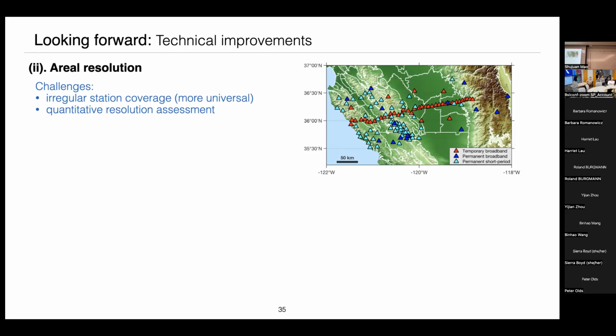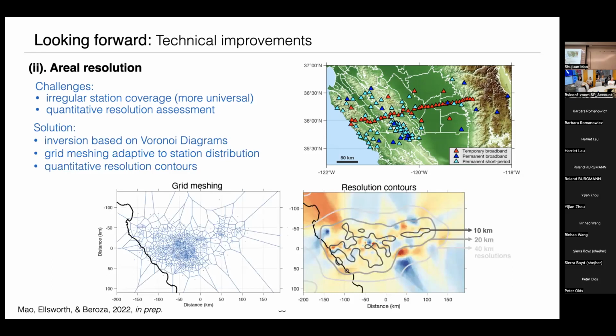Another question I get asked all the time when I talk to hydrology people is, what's my areal resolution? So to deal with these two problems, we are now developing a new coda wave imaging approach based on Voronoi diagrams. So we could provide irregular grid meshing, adaptive to the station distribution, to provide optimal areal resolution at different areas. And also based on this approach, we would be able to provide a quantitative resolution analysis.